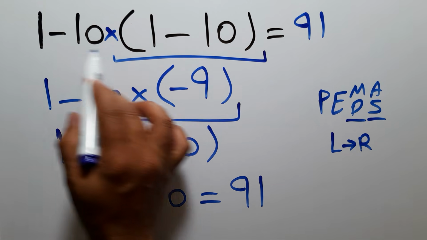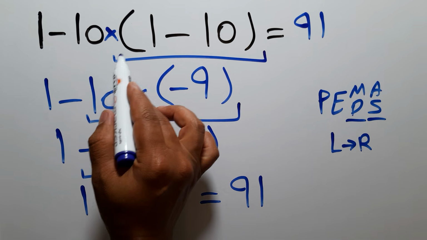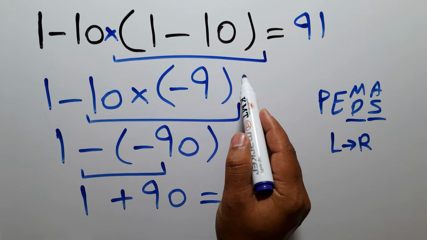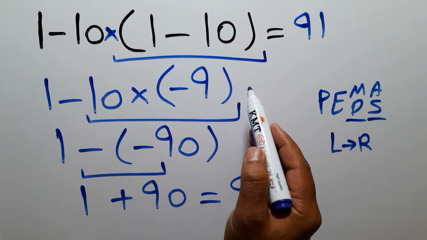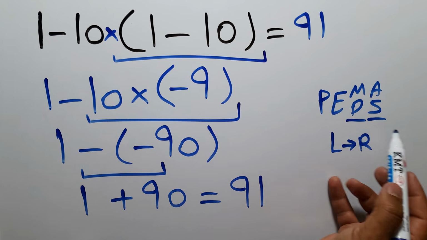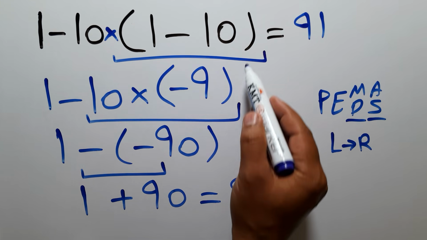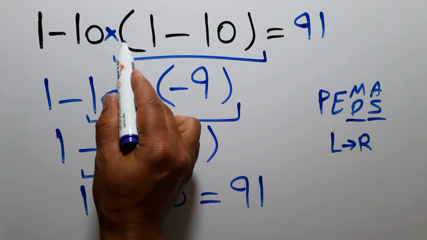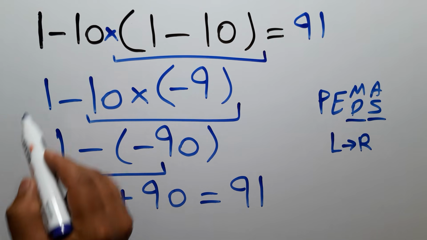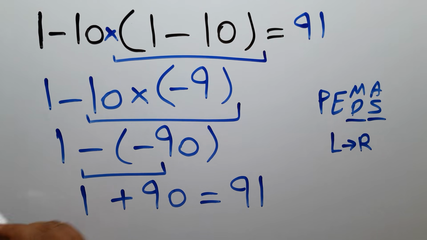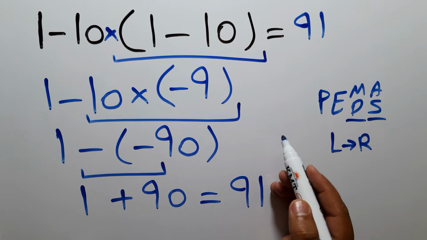In this expression, we have 1 subtraction, 1 multiplication, and 1 parentheses. Inside this parentheses, we have 1 subtraction. So, according to PEMDAS, first we have to do this parentheses, then this multiplication, and finally this subtraction. Okay, so this answer is correct.